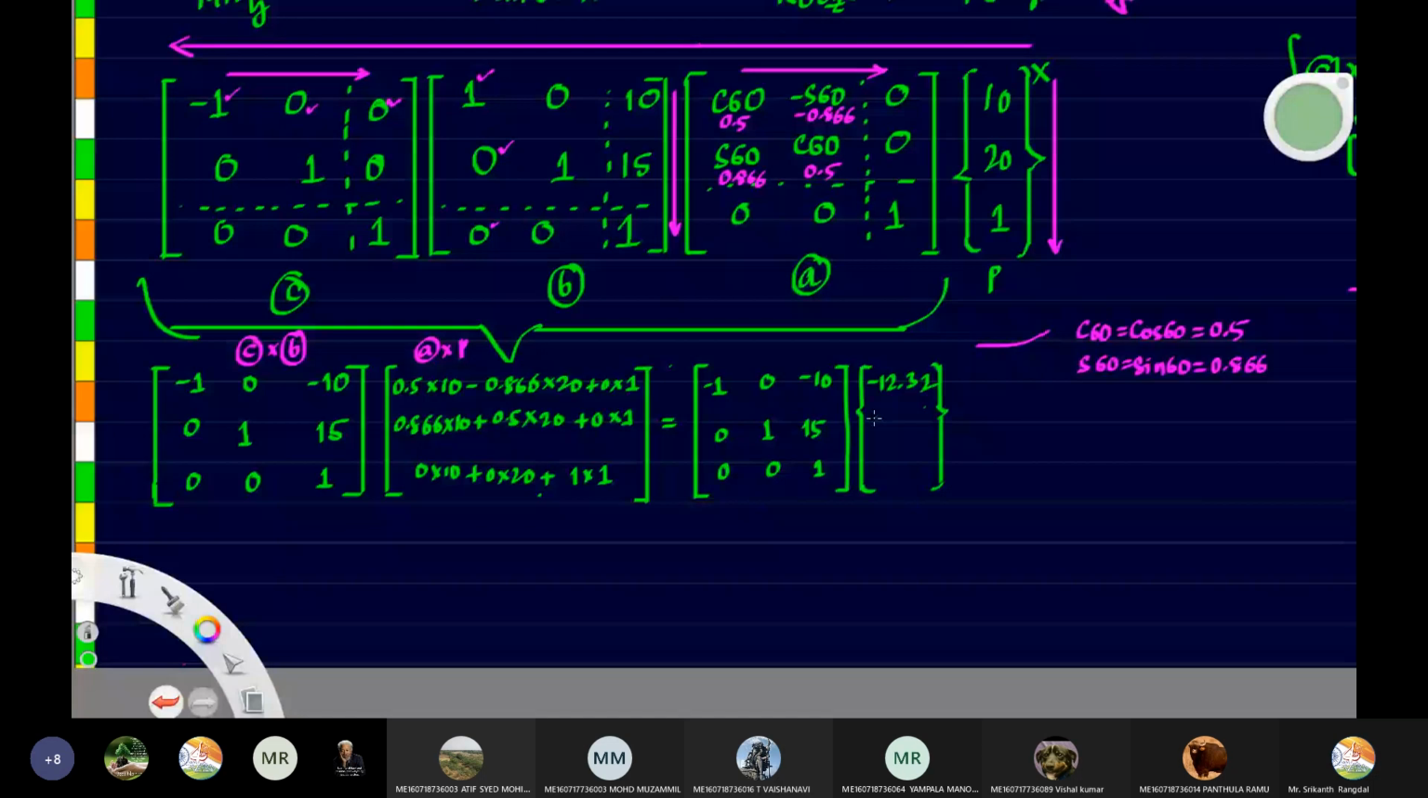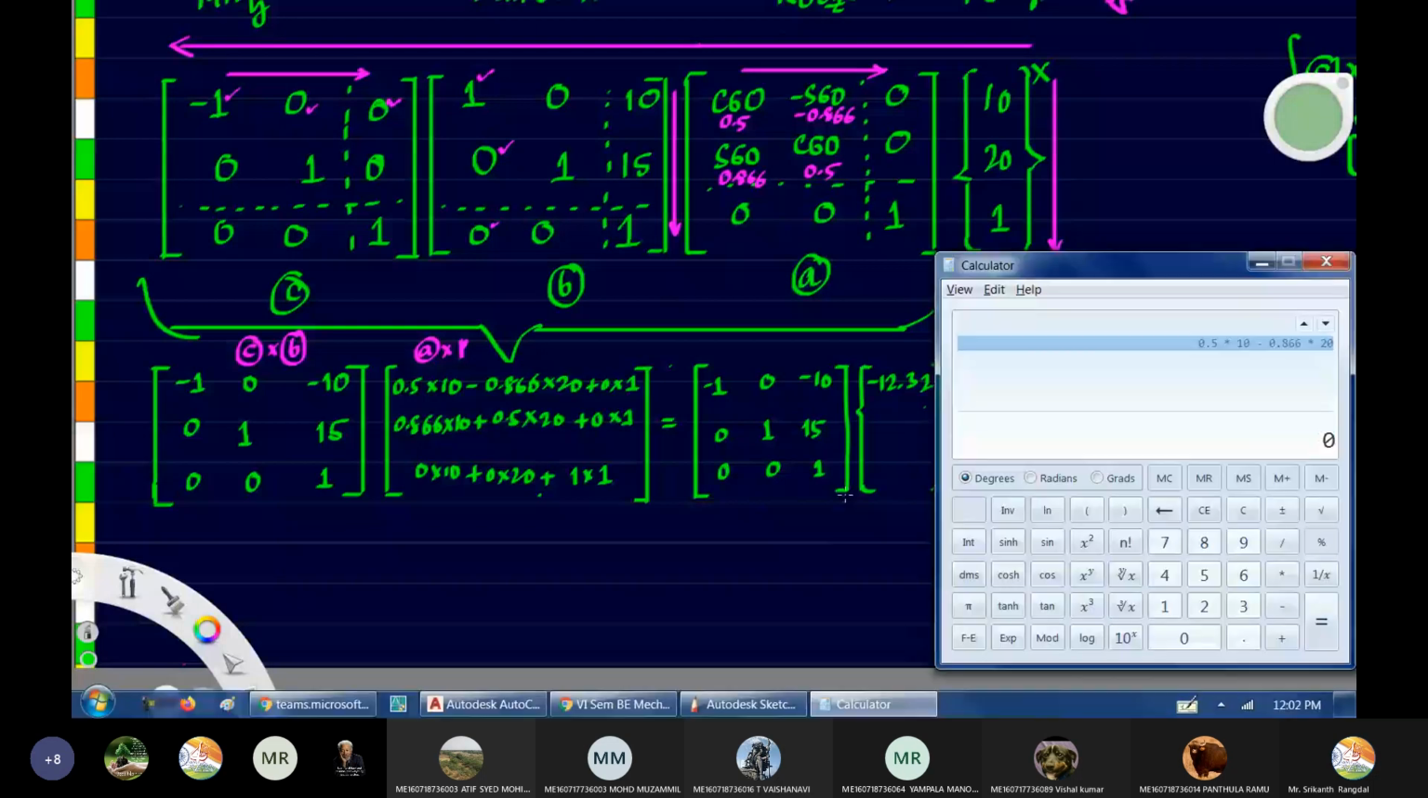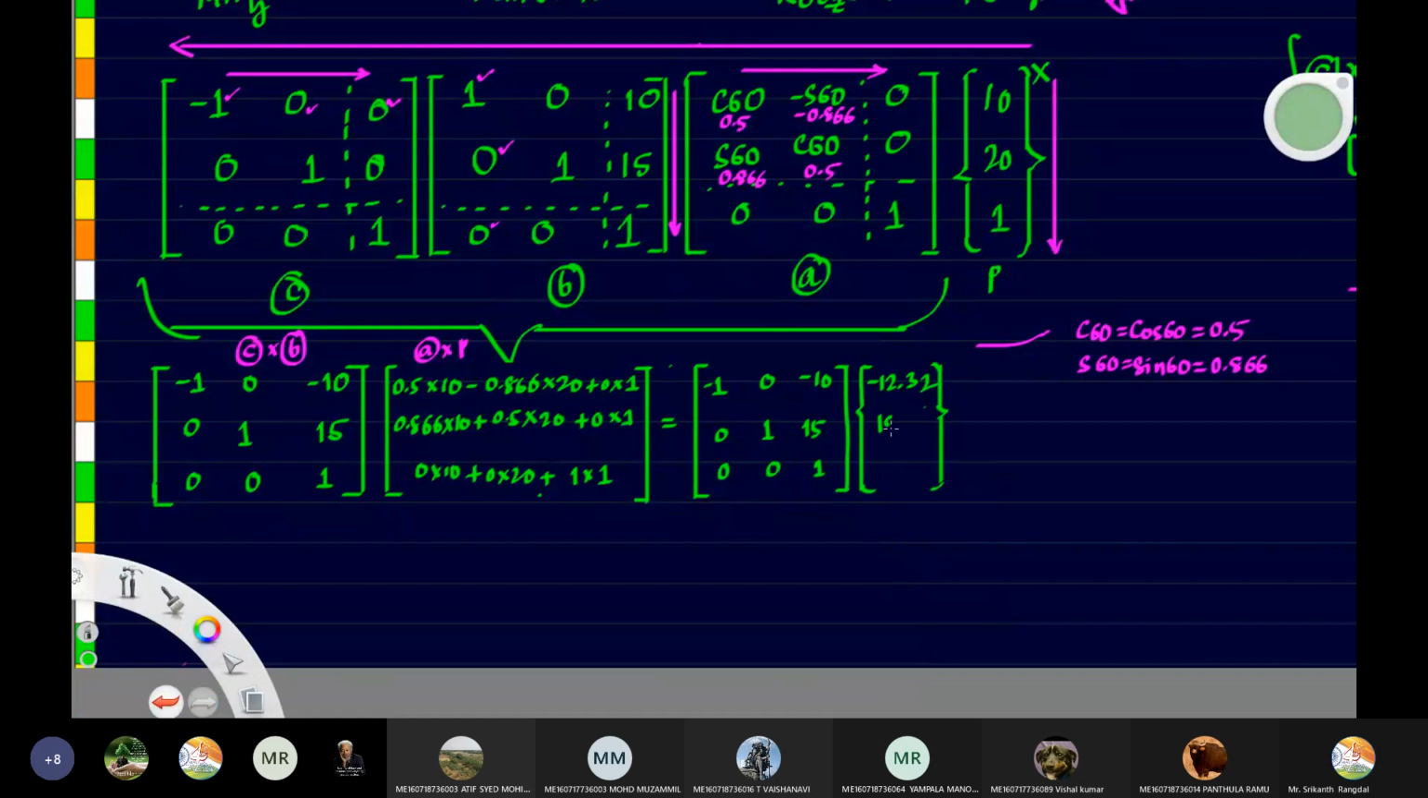Okay, and the next one, calculate it. What do we get? 0.866 into 10 plus 0.5 into 20, and the last value is 0 again. So 18.66. Okay, and the last one will of course be 1. Now if you multiply these two matrices, you will directly get the final point.